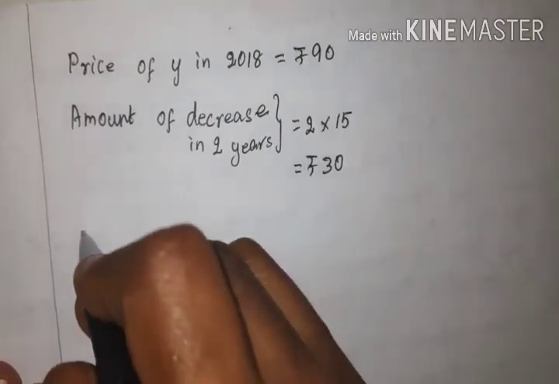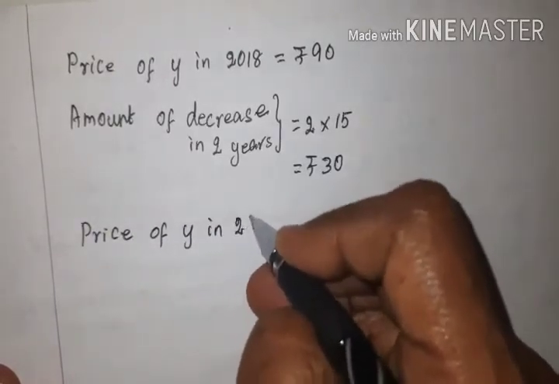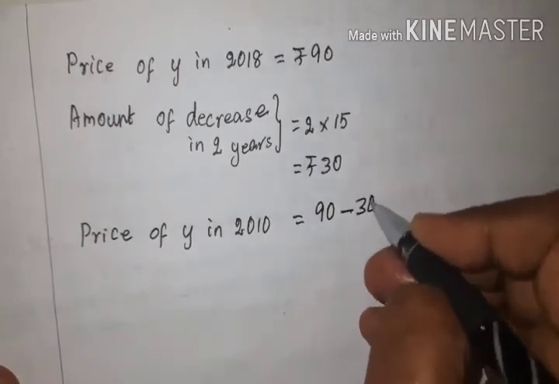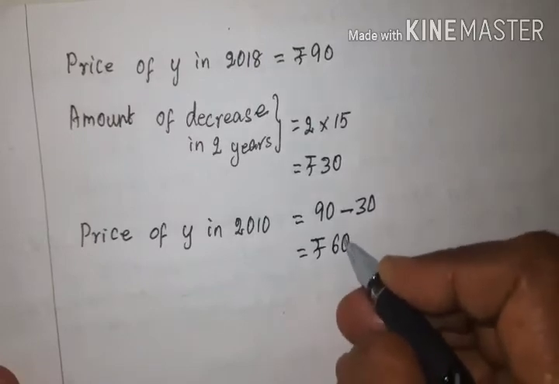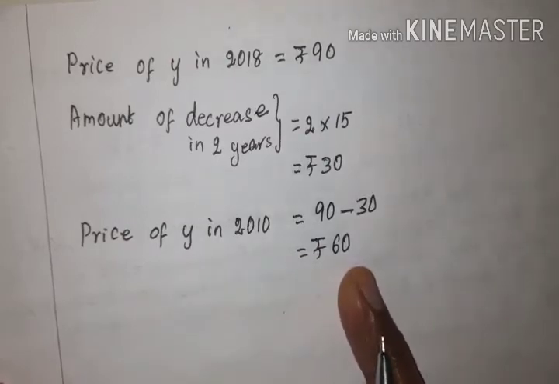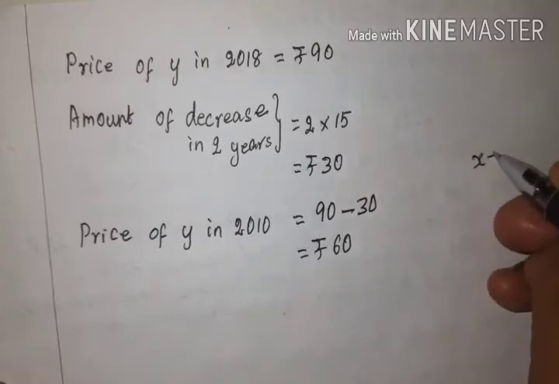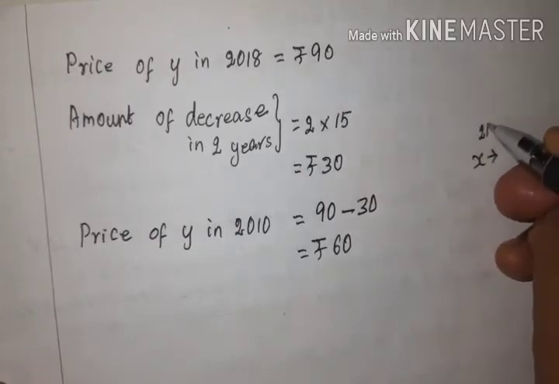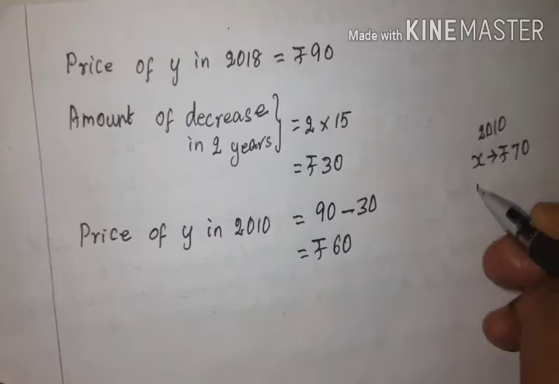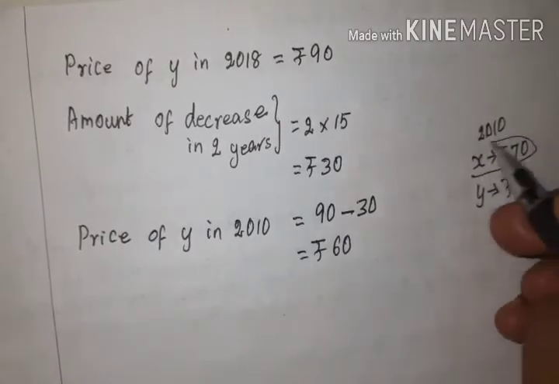Next, price of Y in 2020 equal to 90 minus 30 equal to rupees 60. And in 2020 Y value is 60, X value is 70. So in 2020 X value is rupees 70, Y value is rupees 60. So X is the costlier item.